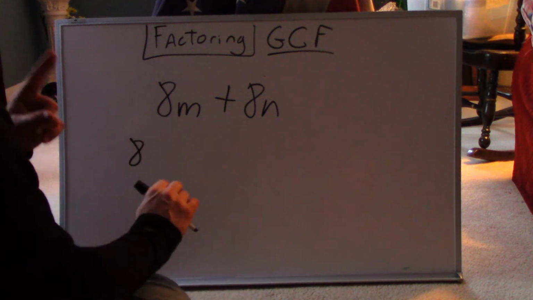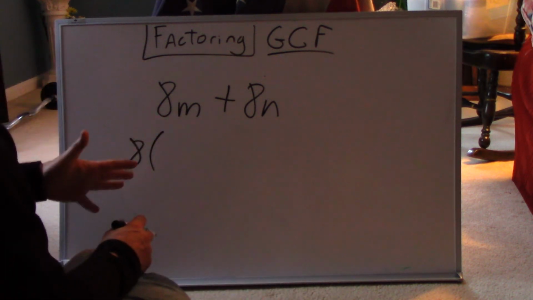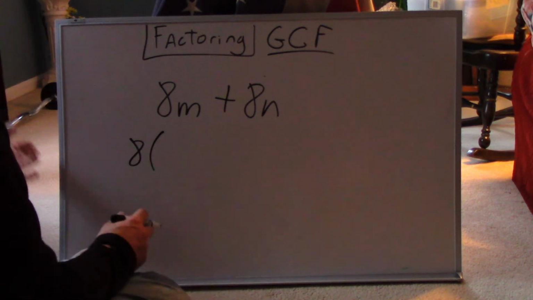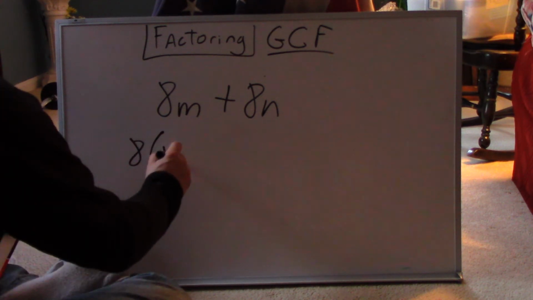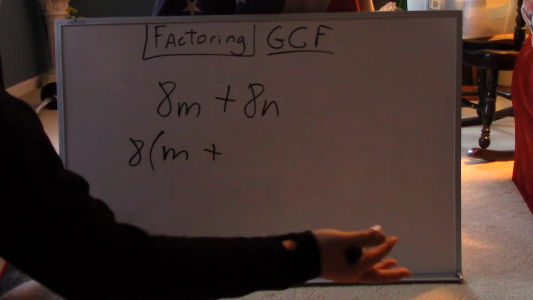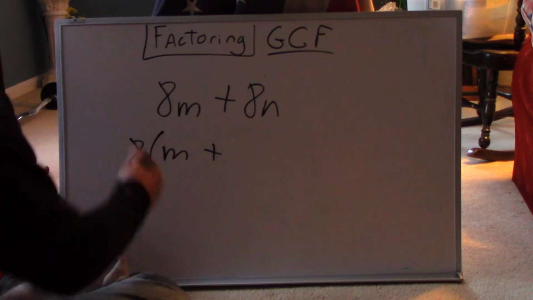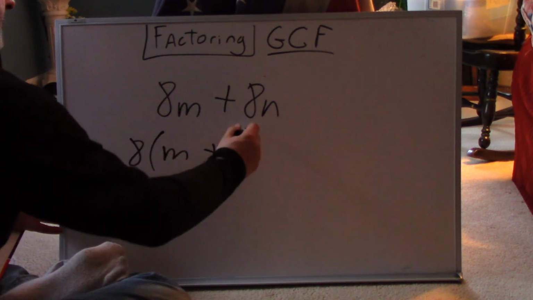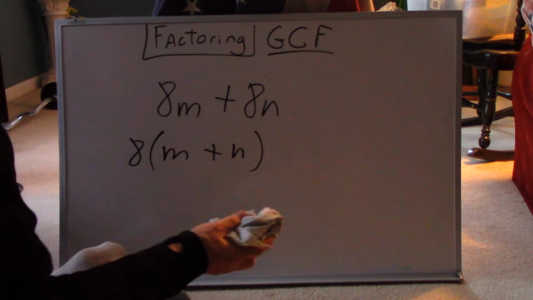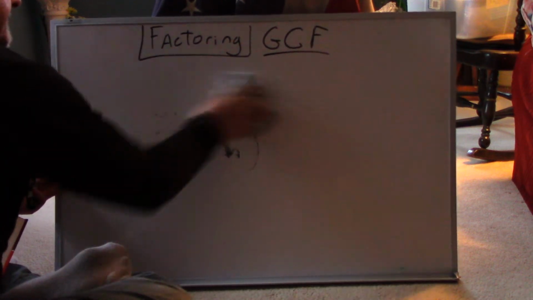8 into 8 is 1. We're not going to put the 1 because we don't need to, since there's an m left over. Then you divide into n. 8 into 8 is 1 with an n left over. So the answer is 8 times m plus n.